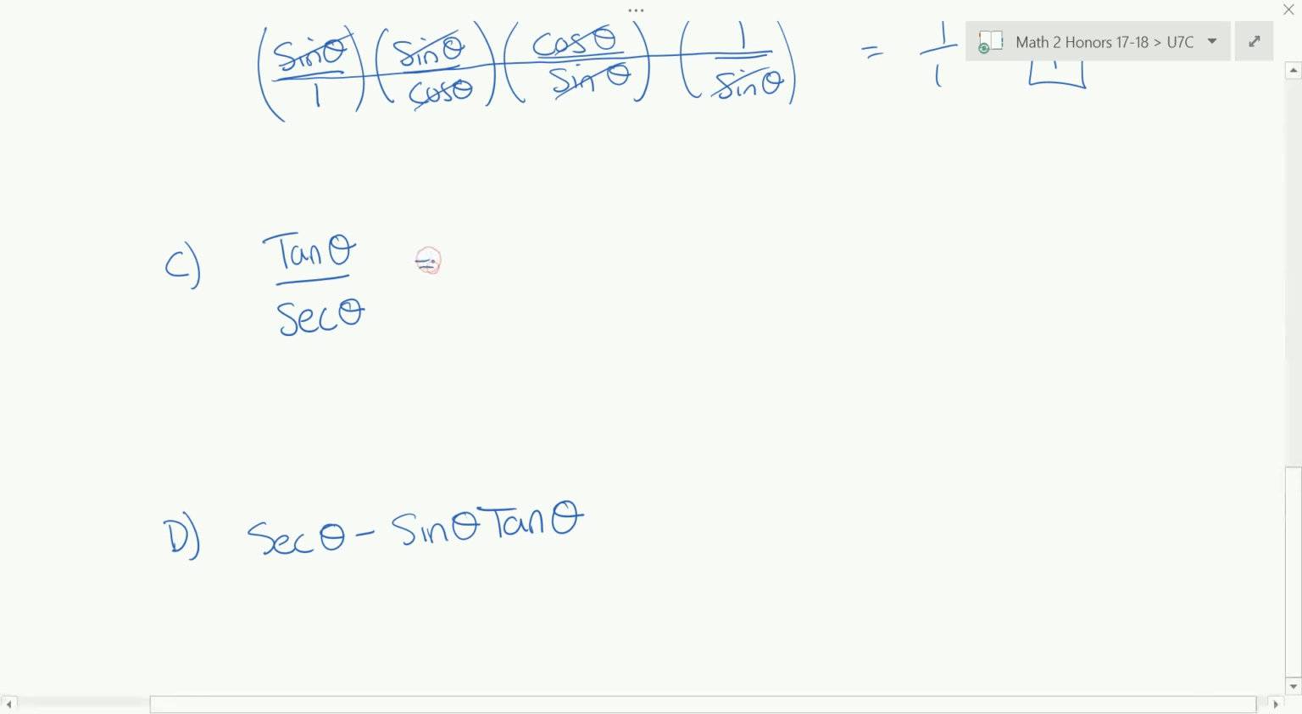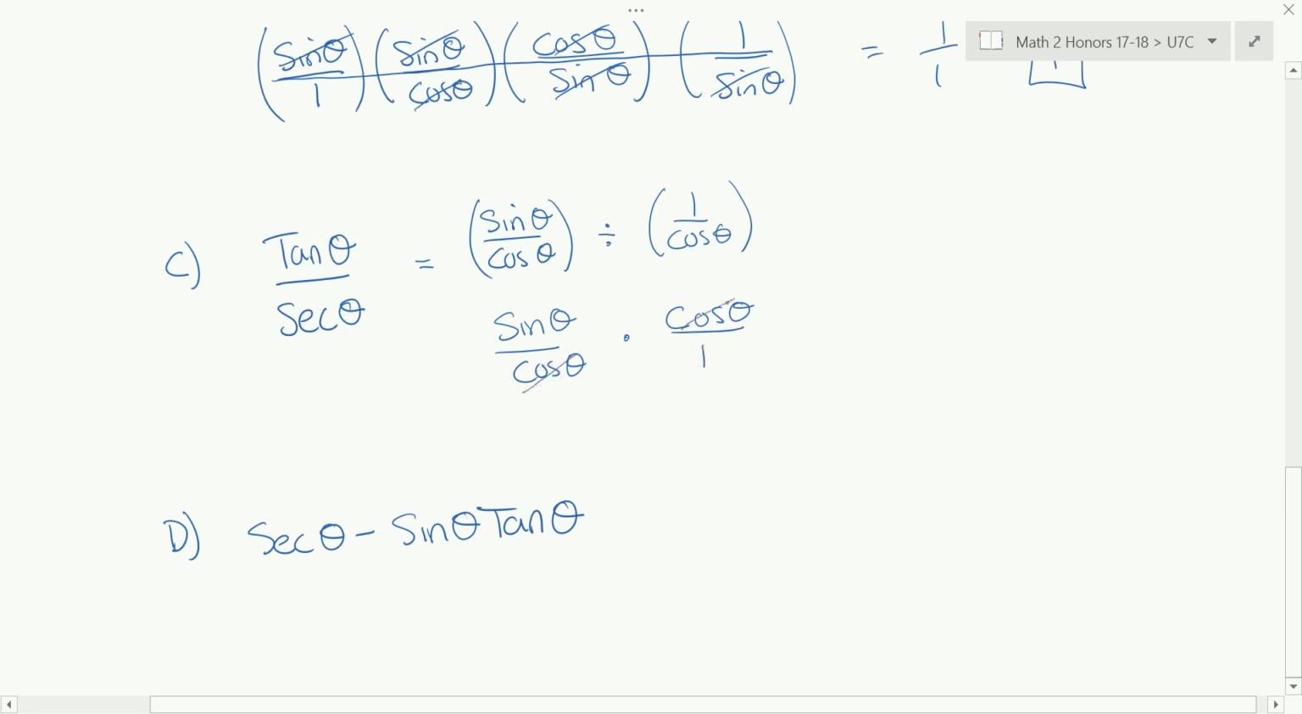One way to do this, change everything back into sine and cosine. So tangent is sine over cosine divided by, I'm just going to write divided by this way. Secant is 1 over cosine. And so when you divide a fraction by a fraction, you keep the first fraction the way it is, so sine over cosine. You change it to a multiplication problem and multiply by the reciprocal of the second fraction. And here we could divide out cosine, and we end up with sine. So sine theta is correct.